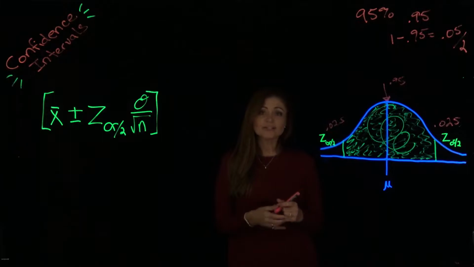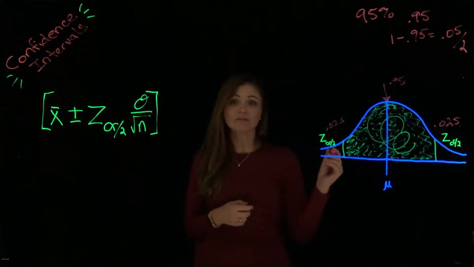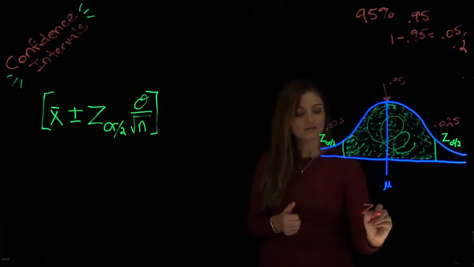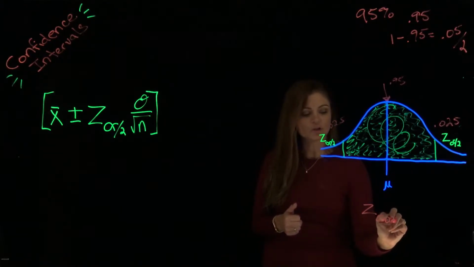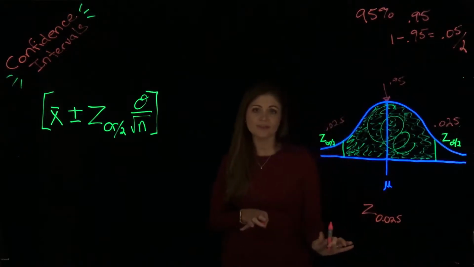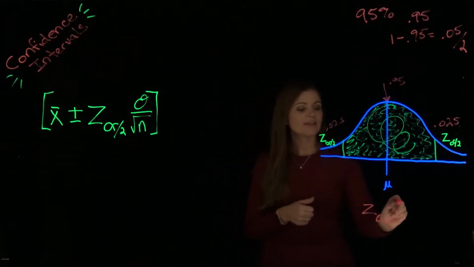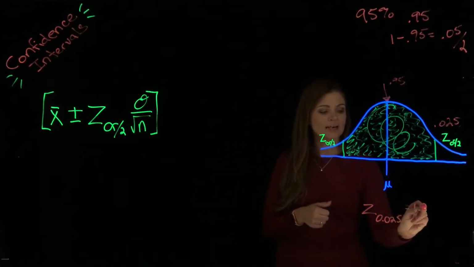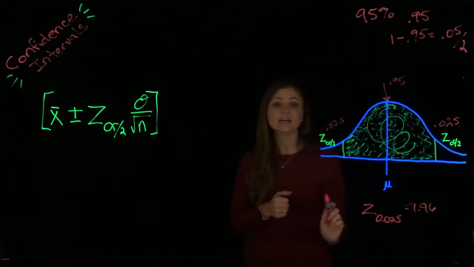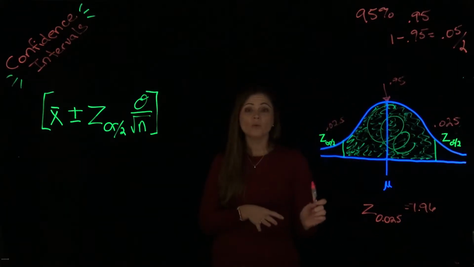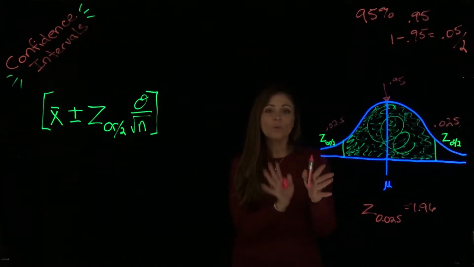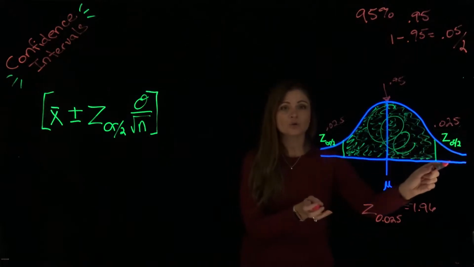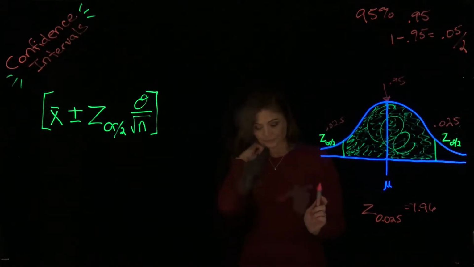Now then we'll refer to the table to get our z. So we're going to be looking for a z of 0.025. If we look that up in the table in the back of our textbook, that gives us 1.96. It gives us a negative 1.96. Now, we know that it's identical. They're both on the same side. So if we have 1.96 on this side, we also have 1.96 on that side.